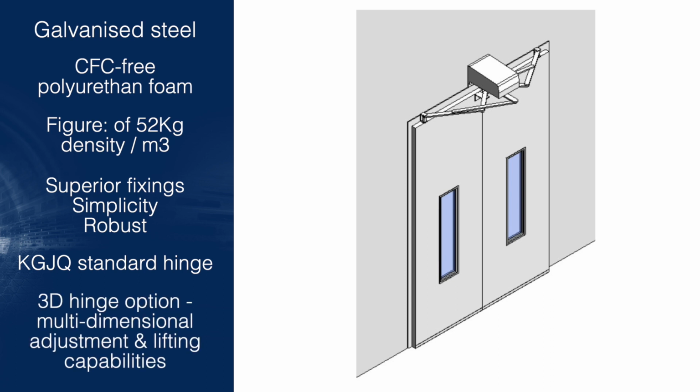3D hinge. Suitable for level floors or situations where the floor slopes towards the door. It provides multi-dimensional adjustment and lifting capabilities. A roller bearing moves along the track, lifting the door during operation to achieve vertical and lateral sealing adjustments.